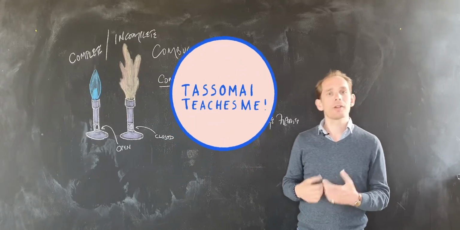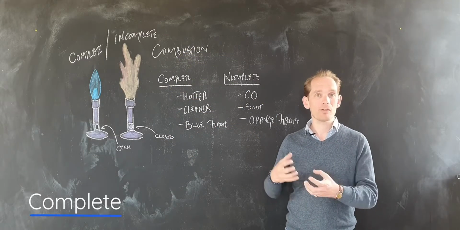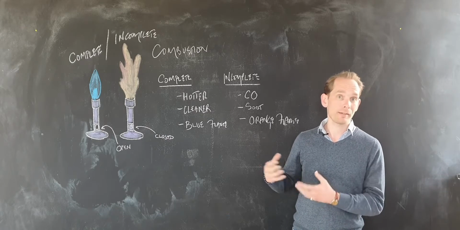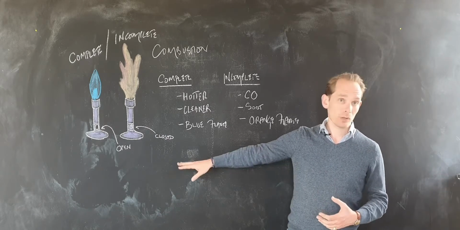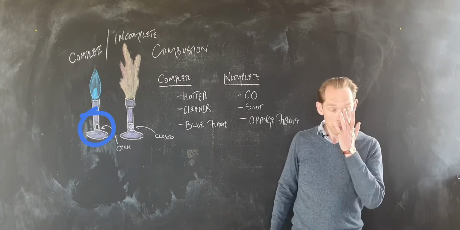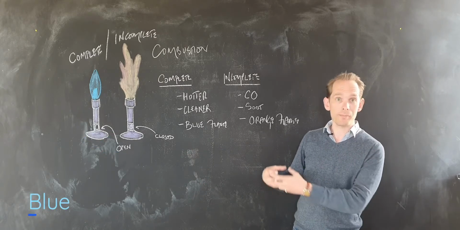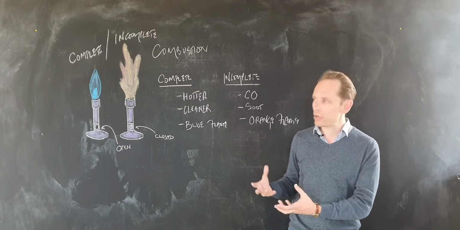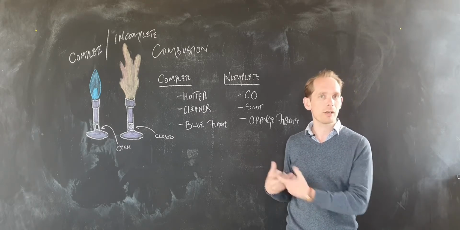This video is about the combustion of hydrocarbons, complete or incomplete, and the effects of their products. So first of all, complete combustion of hydrocarbon is your Bunsen burner with the open air hole. That produces a roaring flame. It's a blue flame. It's extremely hot because we're getting an efficient burning of the fuel.